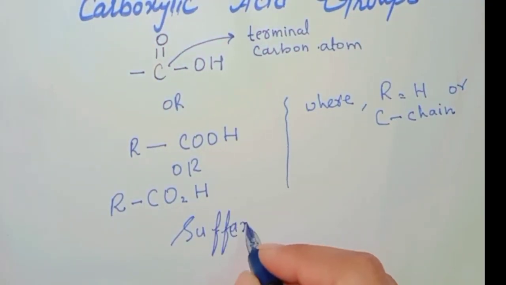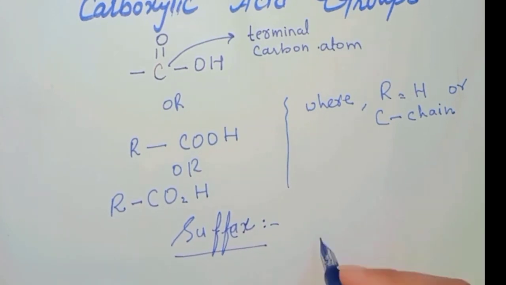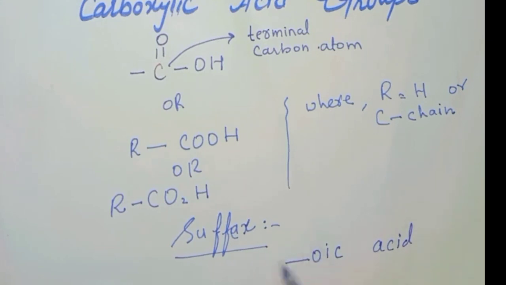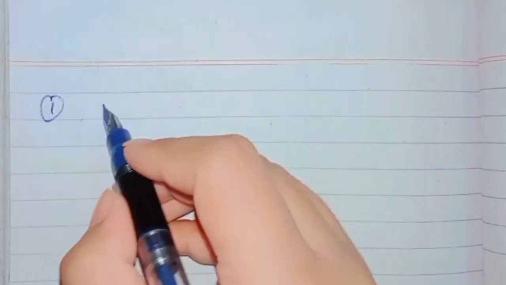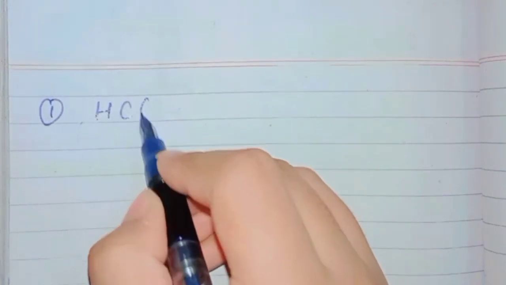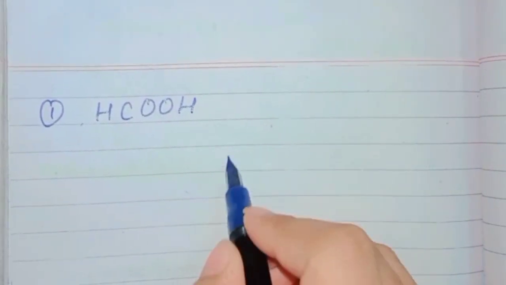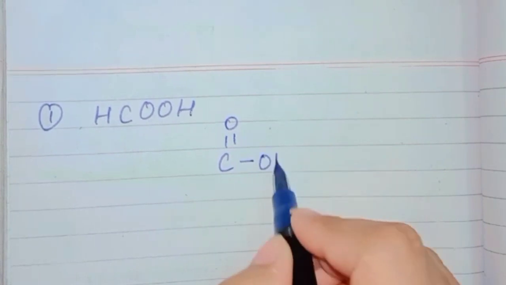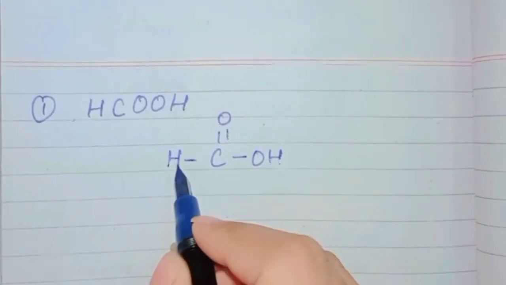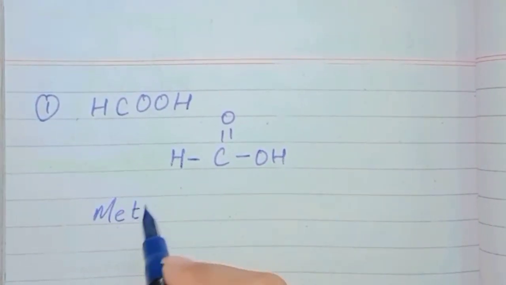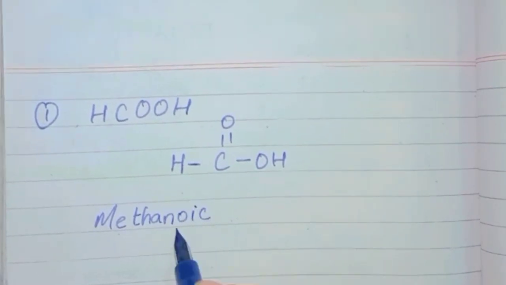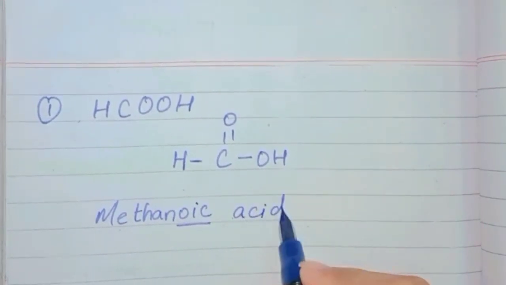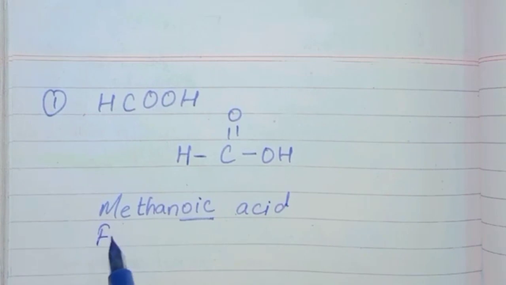The suffix of carboxylic acid is "oic acid". The first example of a carboxylic acid group is methanoic acid. It is called methanoic acid because it contains only one carbon atom, which has an OH group with a single bond, an oxygen atom with a double bond, and H as the radical, so it is commonly known as formic acid.